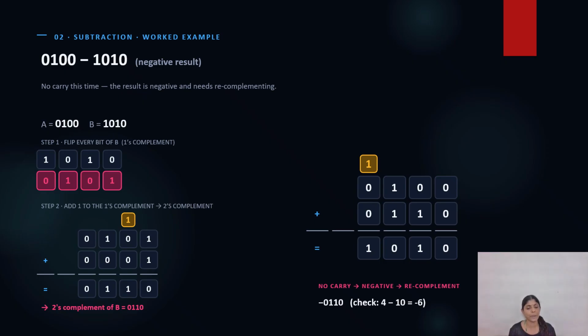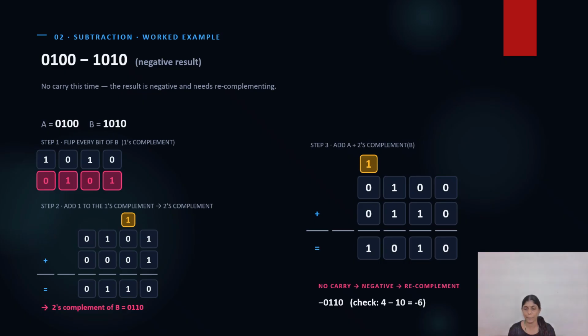The 2's complement of B should be added with A. Add A plus the 2's complement. What is the A value? 0100. What is the 2's complement? 0110. You have to add. First column 0 plus 0, 0. Second column 0 plus 1, 1. Third column 1 plus 1, 1, 0. Sum is 0, carry is 1.